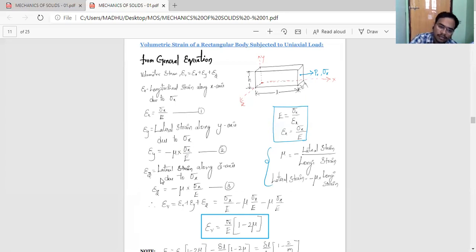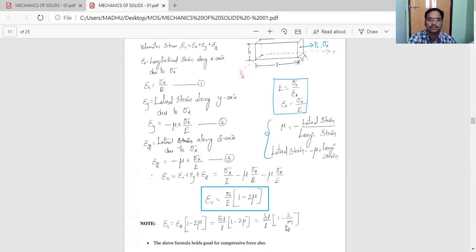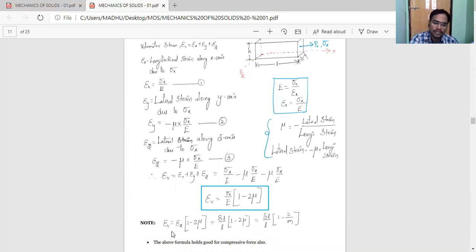Now epsilon z is also a lateral strain. The same formula is used here, and we get minus of mu into sigma x by E, that is the third equation. When you add epsilon x, epsilon y and epsilon z, we get the expression sigma x by E minus mu sigma x by E minus mu sigma x by E. Take sigma x by E, or epsilon x, common, into 1 minus 2 mu. Therefore the epsilon V expression is given.